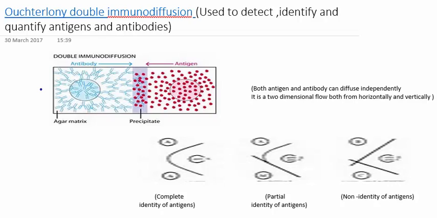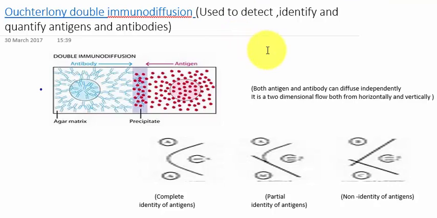Today we are going to learn about the double immunodiffusion. It is a kind of antigen-antibody interaction. It is generally used to detect, identify and quantify the antigens and antibodies.